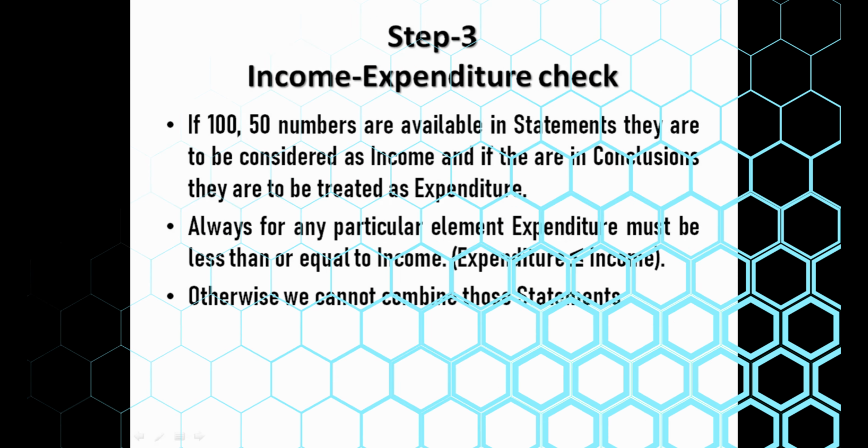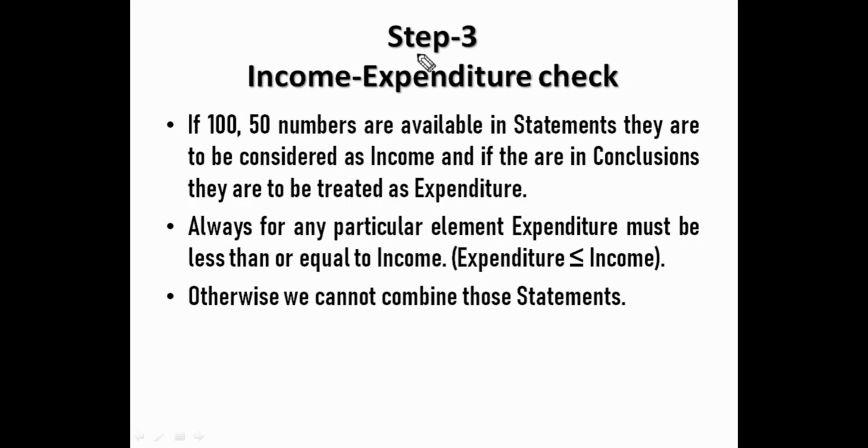Yeah. Now see step 3. In step 3 we have to check income and expenditure, right? What is this income and expenditure checking? Suppose a conclusion clears step 1, and the same conclusion clears step 2, then we have to come to step 3. If it clears step 3, then we can conclude that it follows. If it is unable to clear this one, then we have to say it is a failure.